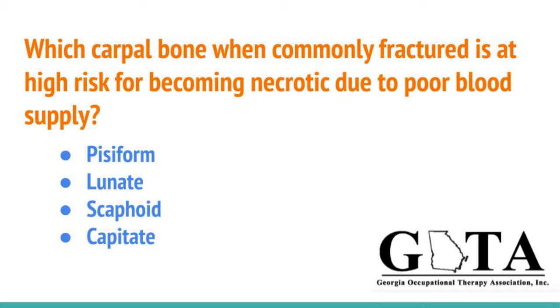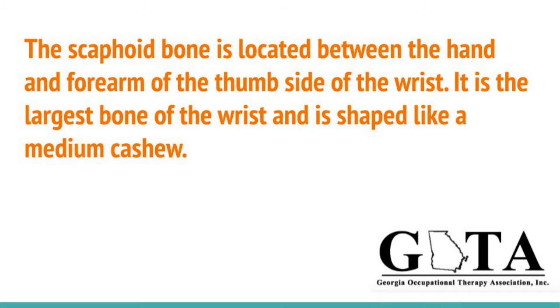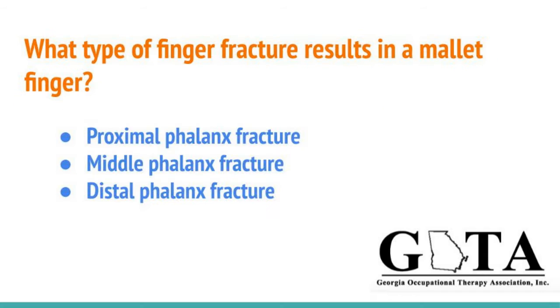Which carpal bone, when commonly fractured, is at high risk for becoming necrotic due to poor blood supply? Pisiform, Lunate, Scaphoid, or Capitate? The scaphoid is at high risk for becoming necrotic due to poor blood supply. The scaphoid bone is located between the hand and forearm on the thumb side of the wrist. It is the largest bone of the wrist and is shaped like a medium cashew.